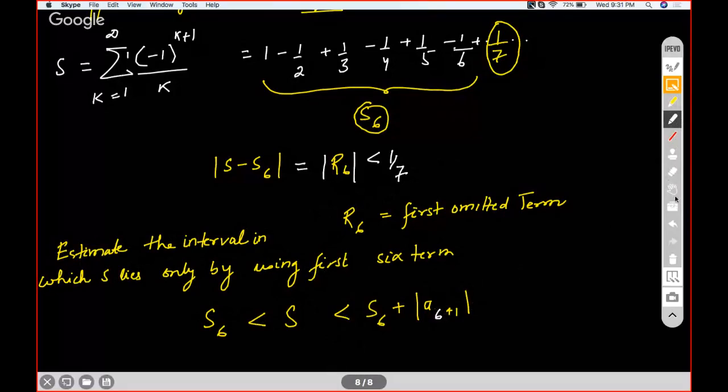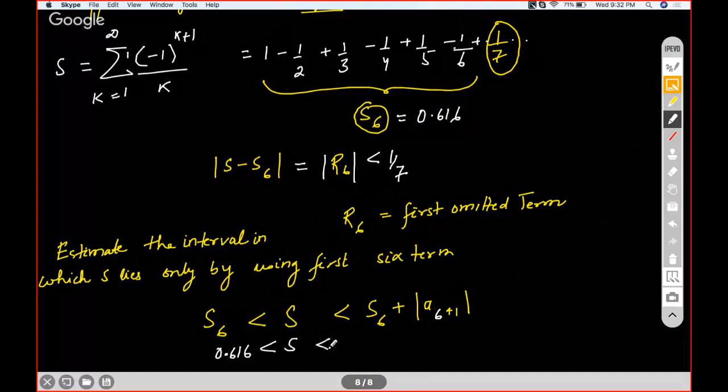Can you all use your calculator and tell me the value of the first 6 terms? Let me just use it myself. So 1 minus half plus 1/3 minus 1/4 plus 1/5 minus 1/6. The sum S6 comes out to be 0.616. So this series will approximately lie between 0.616 but will be lesser than 0.616 plus 1 by 7.